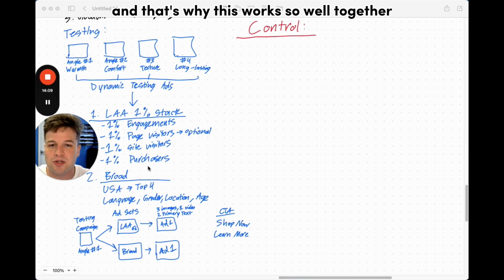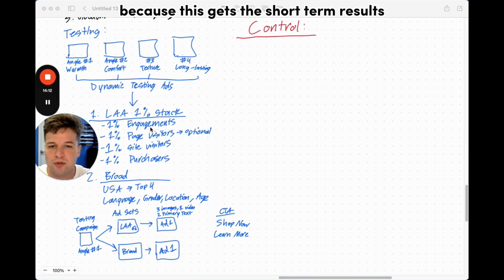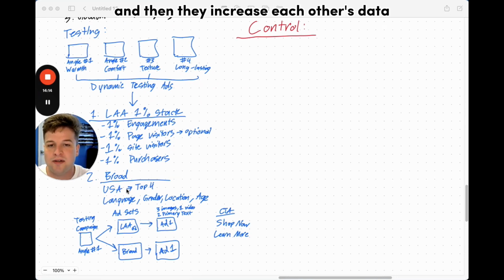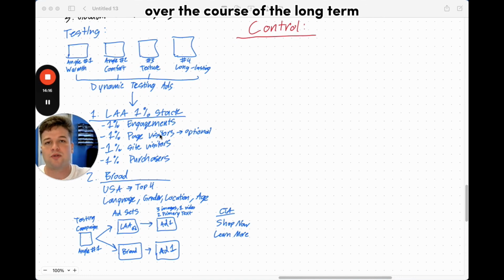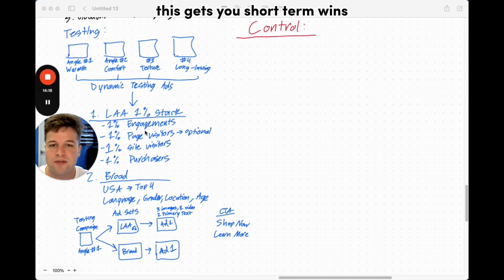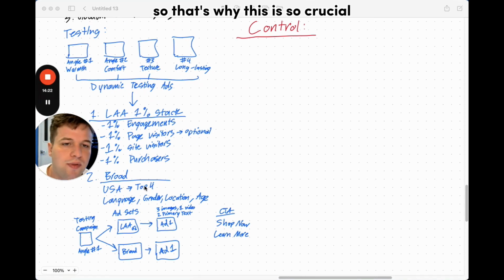And that's why this works so well together, because this gets the short-term results, this gets the long-term results, and then they increase each other's data over the course of the long term. This gets you your short-term wins, but it also gives the broad audience data, and just vice versa. Okay, so that's why this is so crucial.